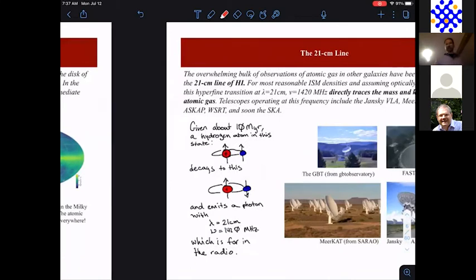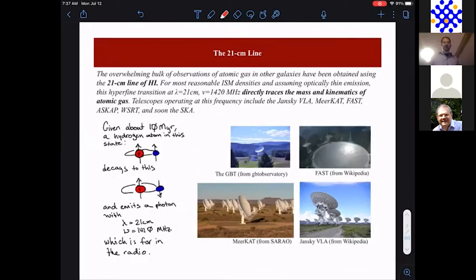How do we see this atomic gas? For more than half a century now, the answer has been that we observe the atomic gas using the 21 centimeter line. It's not the only way to see atomic gas. I'll show another slide on this in just a sec. But the workhorse tracer of atomic gas in galaxies has been the H1 21 centimeter line.